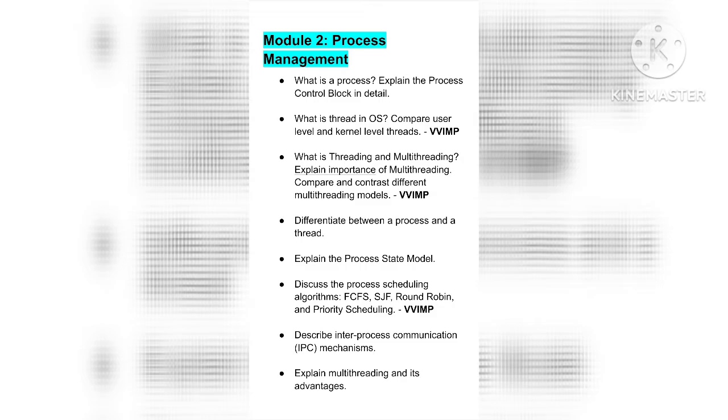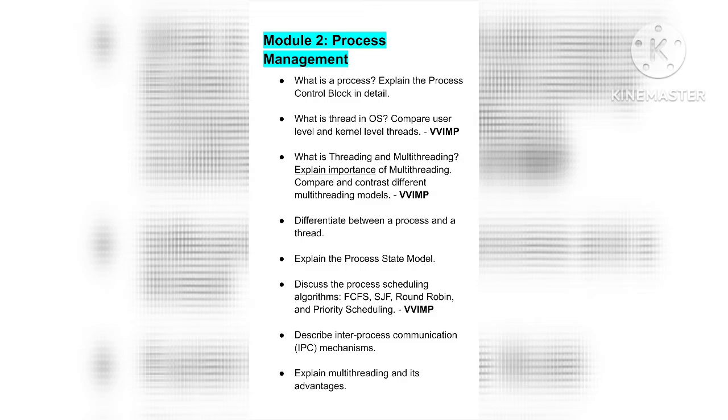What's the difference between a process and a thread? A process is independent, with its own memory. Threads share the same memory and are lightweight compared to processes. Next, we discuss the process state model. A process typically moves through states like new, ready, running, waiting, and terminated.